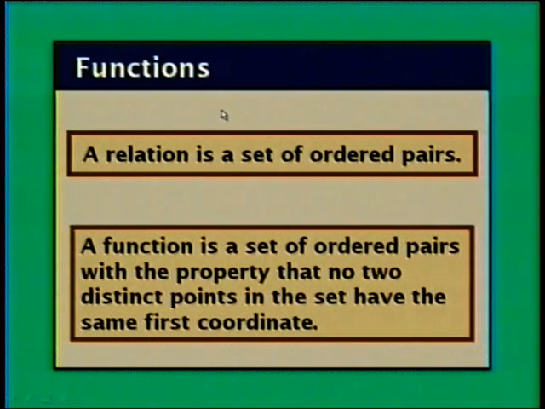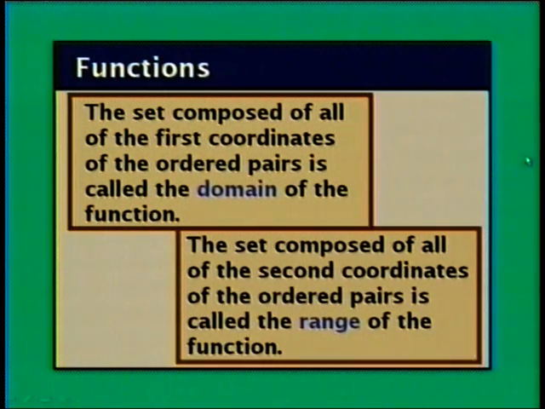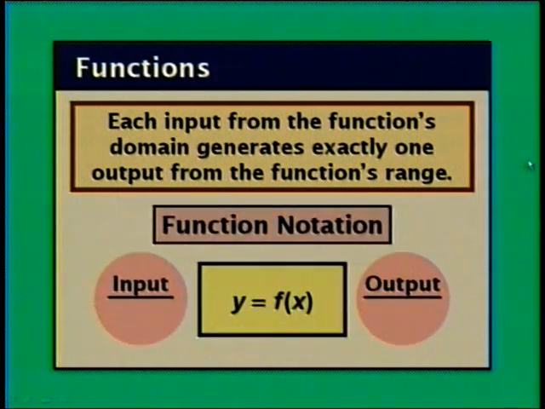The set composed of all of the first coordinates of the ordered pairs is called the domain of the function. And the set composed of all of the second coordinates of the ordered pairs is called the range of the function. Each input from the function's domain generates exactly one output from the function's range. We call the first coordinate of the point the input, and we call the second coordinate of the point the output. And then we introduce something called function notation.